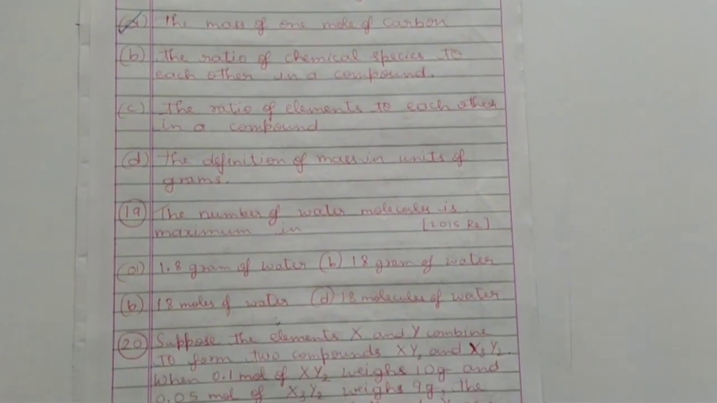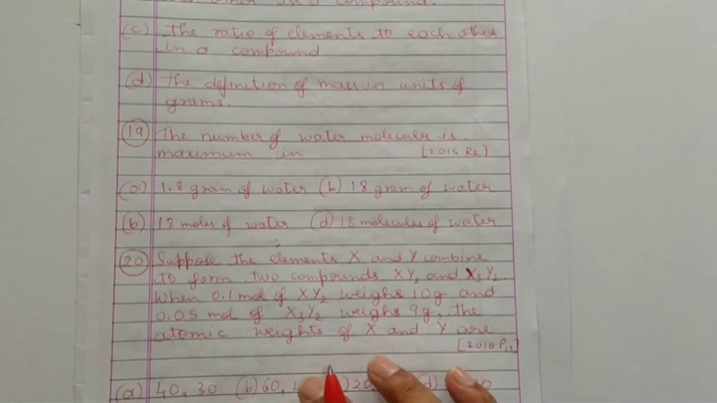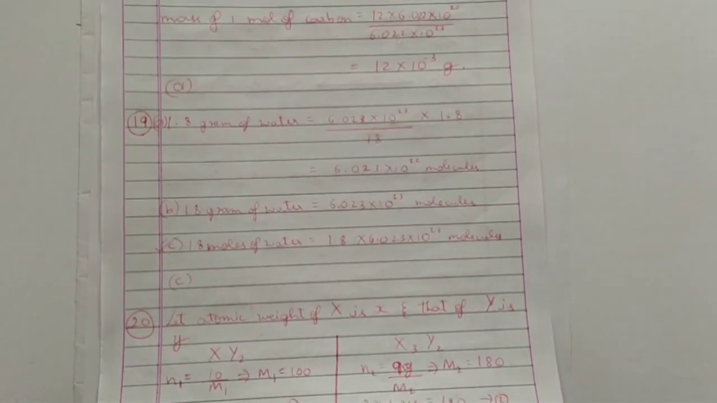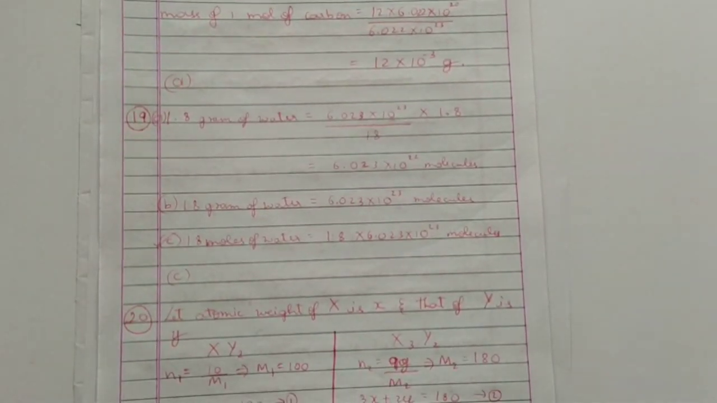Option A. 19. The number of water molecules is maximum in. Option A. 1.8 gram of water contains 6.023 into 10 power 22 molecules. Option B. 18 gram of water contains 6.023 into 10 power 23 molecules. And option C, 18 moles of water contains 18 into 6.023 into 10 power 23 molecules. So it is option C.